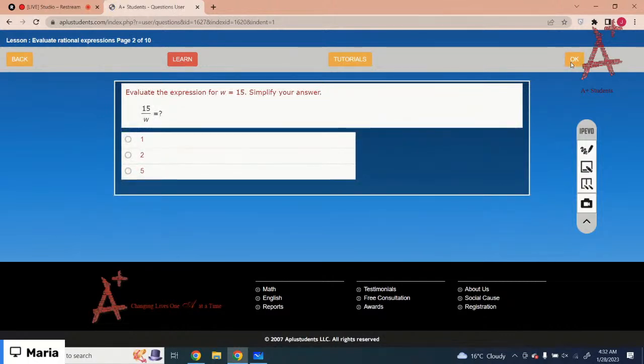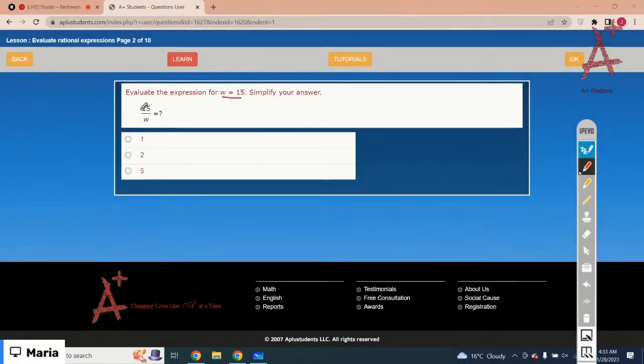Okay, the next one is evaluate the expression for w equals 15. Got it? So the expression is 15 over w. So just replace the variable with the value. It would be 15 over 15, and 15 over 15 equals 1. Got it? So the correct option is 1.